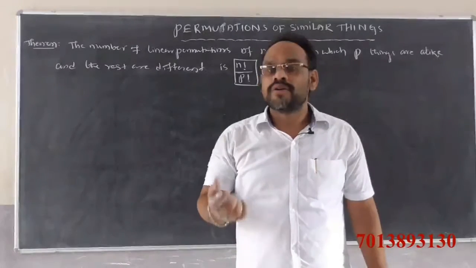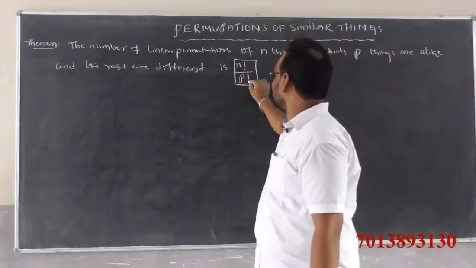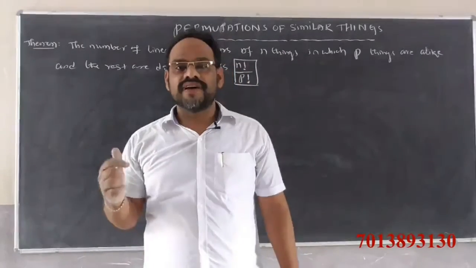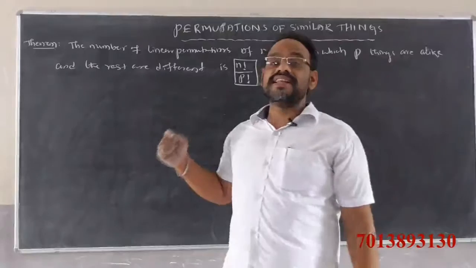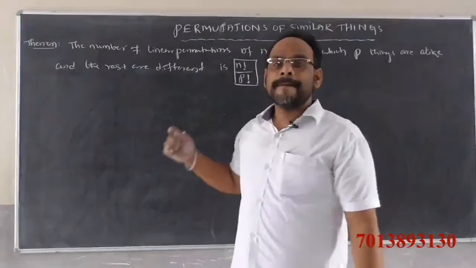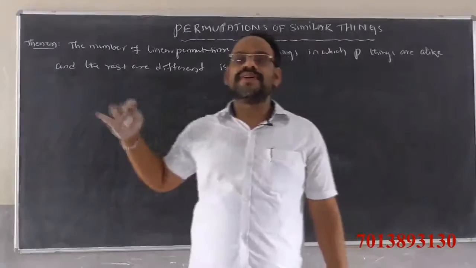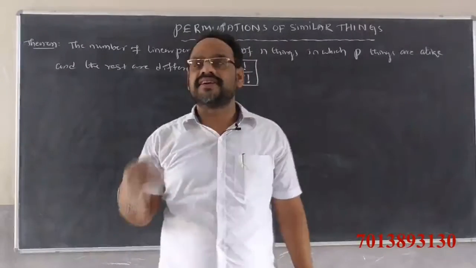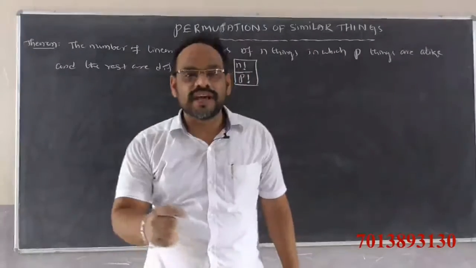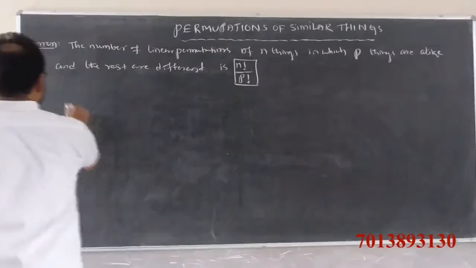What is the formula to find the number of permutations? It means n factorial by p factorial. Observe once again the theorem. The number of linear permutations of n things in which p things are alike. P things are alike means p things are repeated, the same kind of things, and the remaining rest are different. The formula is n factorial by p factorial.